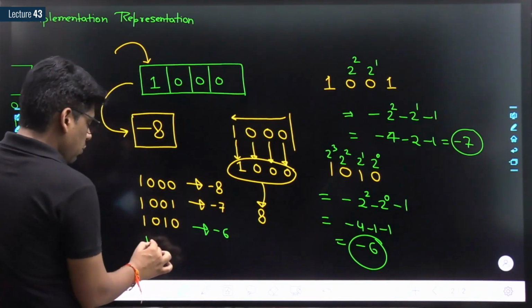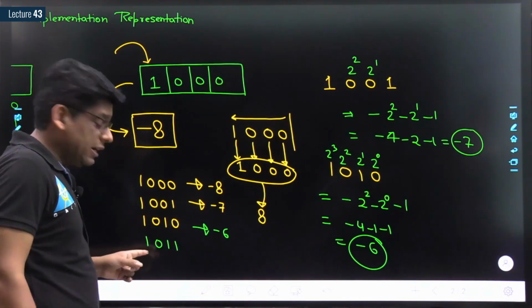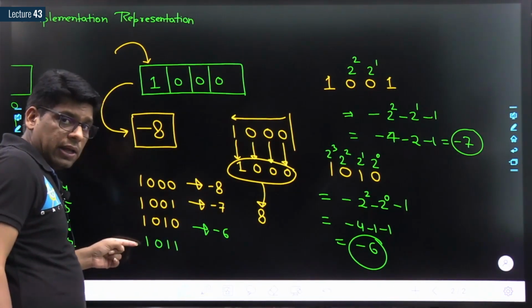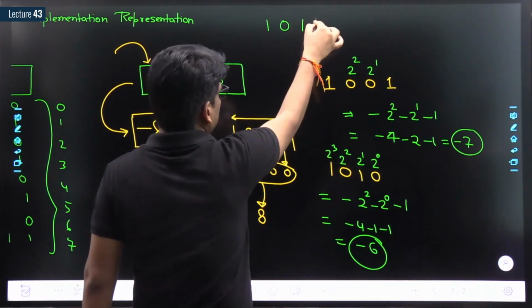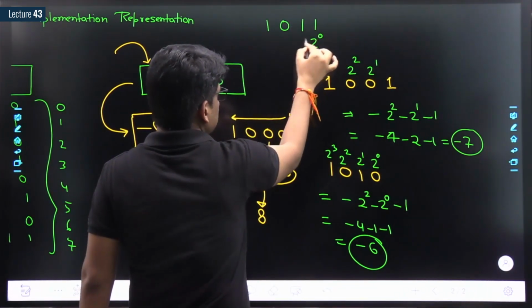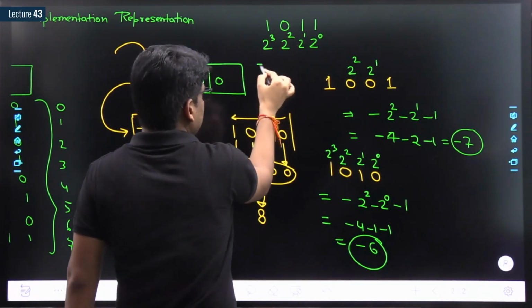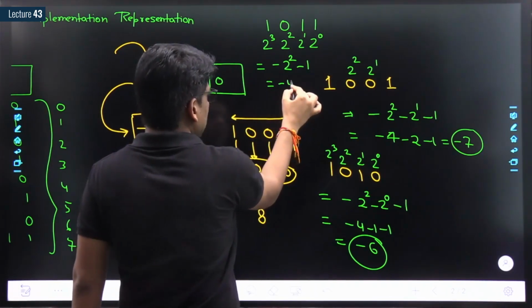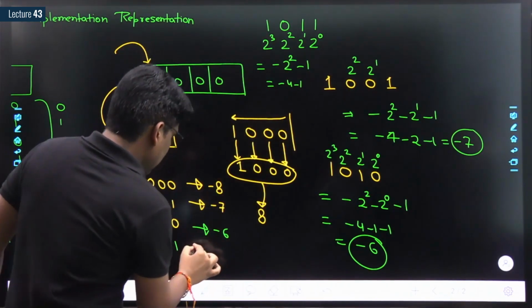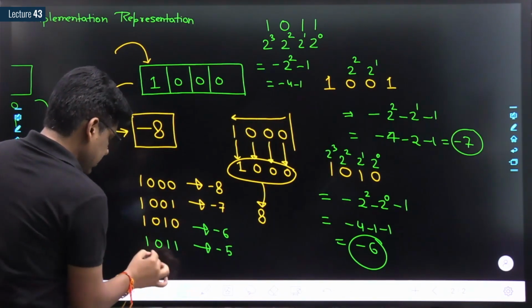Sir, that means 1, 0, 1, 1. Is it in 2's complement? Yes. Look at this one. Sir, can we calculate the value? Of course. 1, 0, 1, 1. Focus on 0. So 2 to the power 0, 2 to the power 1, 2 to the power 2, 2 to the power 3. Minus 2 to the power 2 and put an extra 1. So minus 4 minus 1. Sir, what is the value? Minus 5.